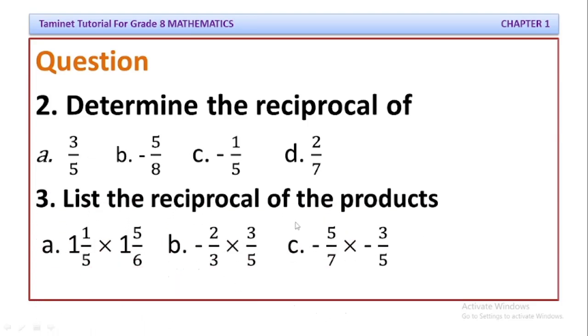Number 3, list the reciprocal of the product. So try to determine the reciprocal of the product. First try to determine the product, and finally show the reciprocal of the product of the following questions.